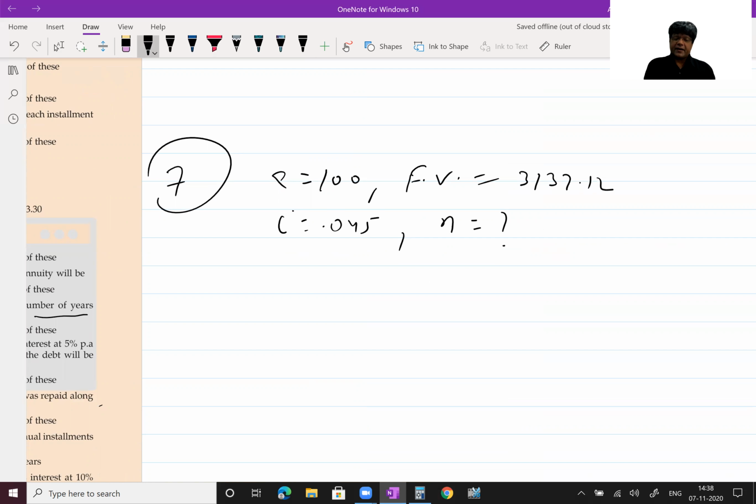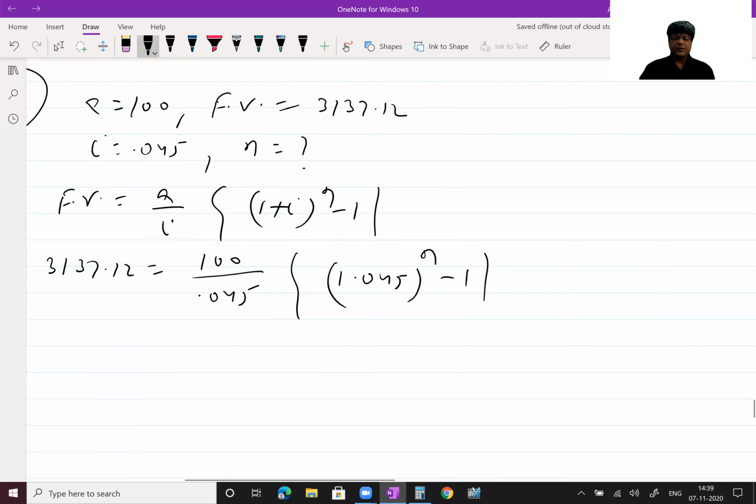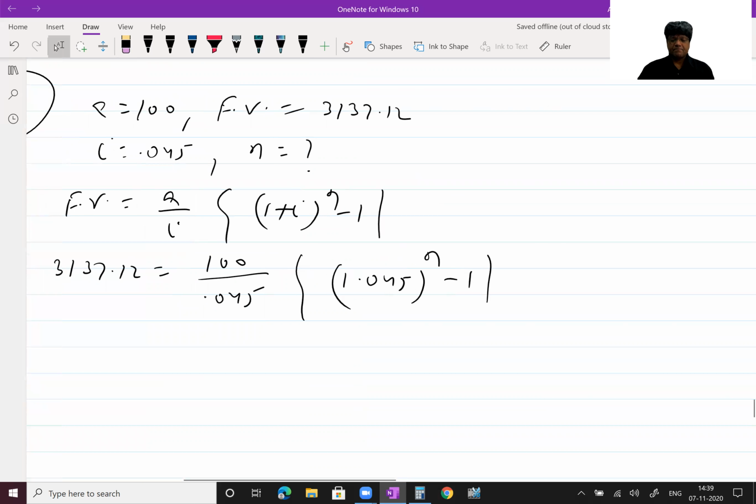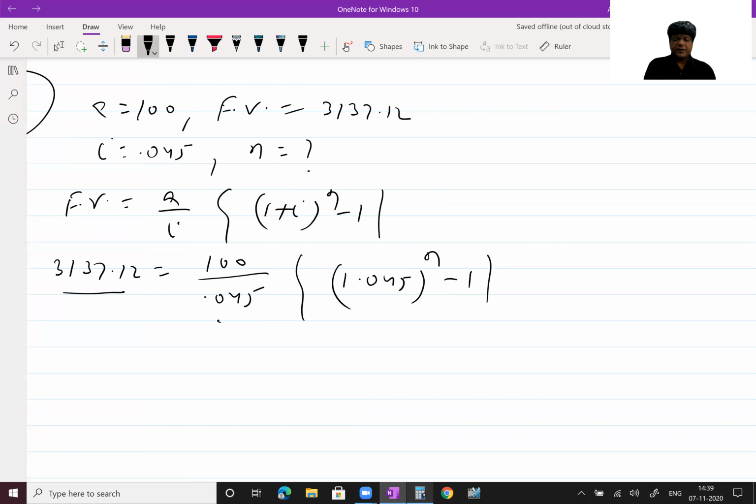See, the future value formula, I am directly substituting in the formula, guys. You want me to write the formula? Future value is equal to A by i times (1 plus i) to the power n minus 1. Future value 3137.12 is equal to A, which is 100, by 0.045, times 1.045 to the power n minus 1. We will use the calculator, guys. First we'll multiply this with this and then divide by 100, so we will get the value of this thing.